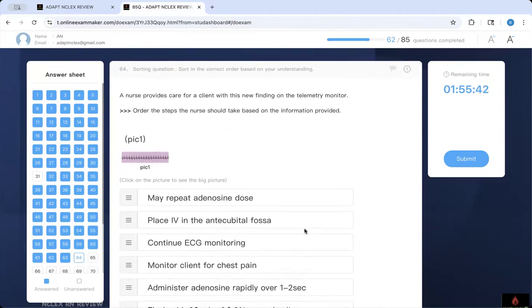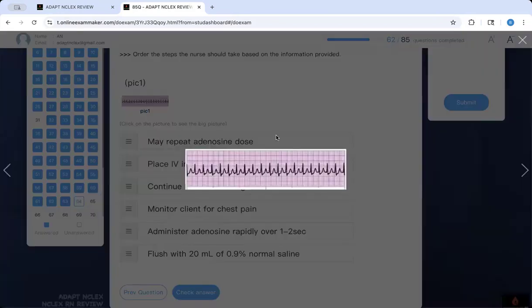What is the problem? Order the steps the nurse should take based on the information provided. This is an ordering question: provide care for a client with a new finding on the monitor. What kind of finding? Look at it. You look at the one that we saw, but this is different. It's a fast rhythm. Number one. What number two? What do you see? Look for the P and the T wave. You can see that you only have one space here. This is not sinus tachycardia.